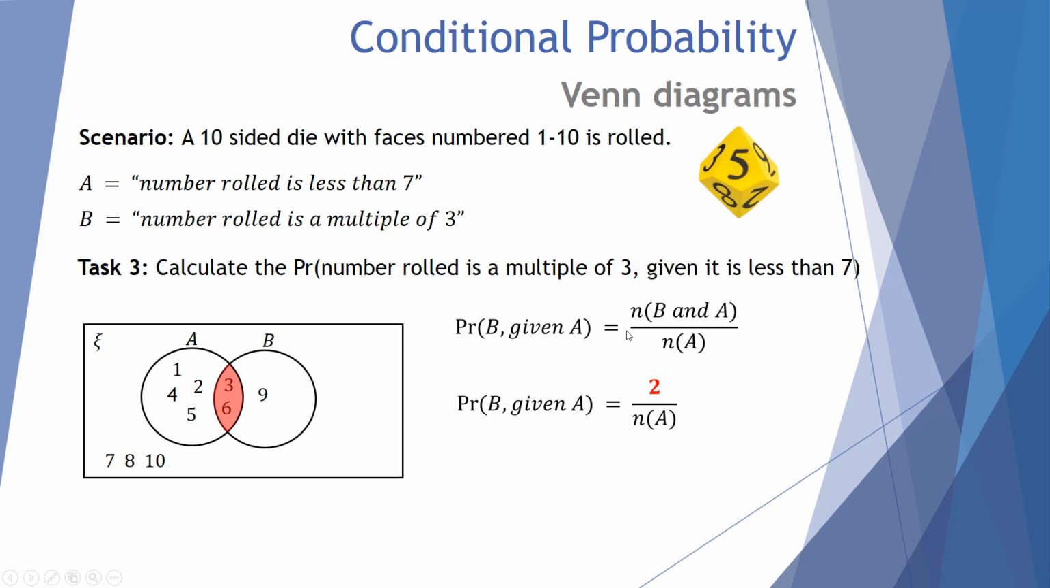The number of outcomes in B and A is this section in the middle. The overlap is numbers 3 and 6. There's 2 divided by the number of outcomes in set A, which is this collective region of 6. So the probability of the number rolled is a multiple of 3, given that it is less than 7, is 2 on 6 or 1/3. And that can be represented here. It's 2 out of a possible 6, or 1/3 is the probability.